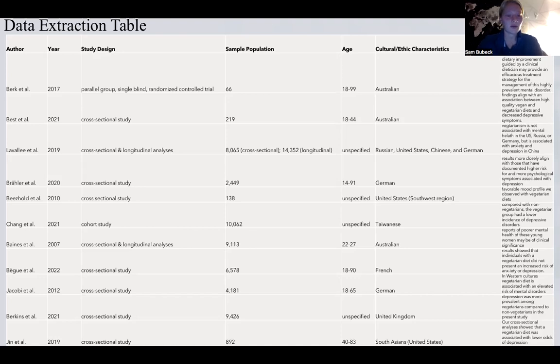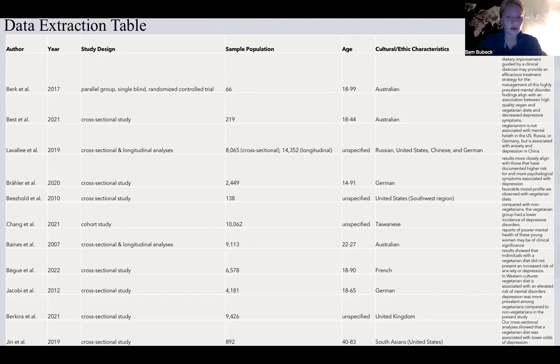Continuing on, in 2022, we have the cross-sectional study of 6,578 people, age 18 to 90. This was a French sample, and it concluded that it did not present an increased risk of anxiety or depression. So there was no increased risk, but it didn't necessarily explicitly state whether there was the opposite effect.